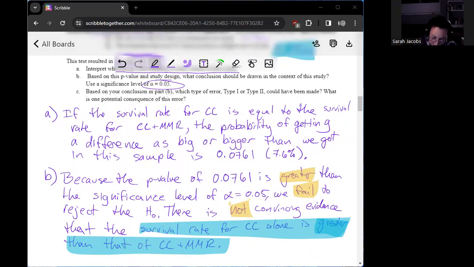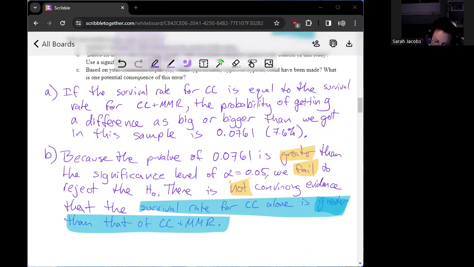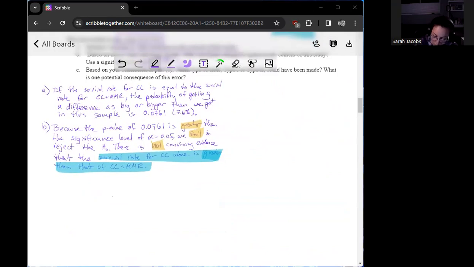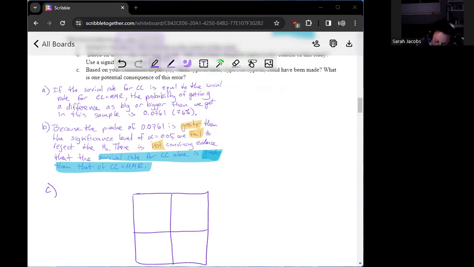Okay, part C, and this is a good little review of errors. Based on your conclusion in part B, which type of error, type 1 or type 2, could have been made? What is one potential consequence of this error? Anytime you are asked about error, I want you to draw the error table. It's like an area model, but an error model. So in this case, we'd have H naught is true. And in this case, we have H naught is false.